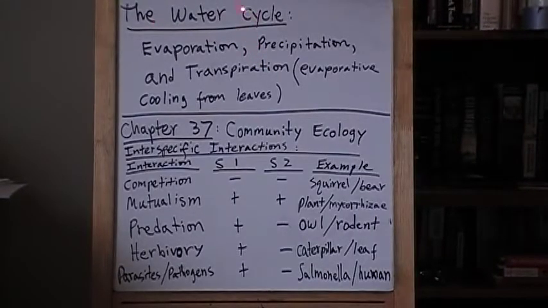Last, in chapter 34, we have the water cycle, and this consists of evaporation, precipitation, and transpiration. So we're all familiar with the first two, evaporation and precipitation. Evaporation is just water getting heated up and forming vapor and going back into the atmosphere. Precipitation is rain. But transpiration is the evaporative cooling from leaves.